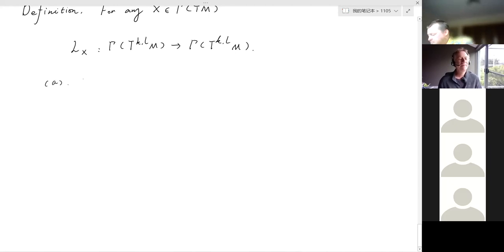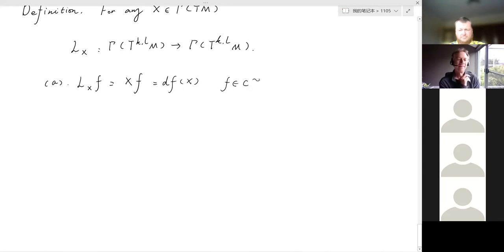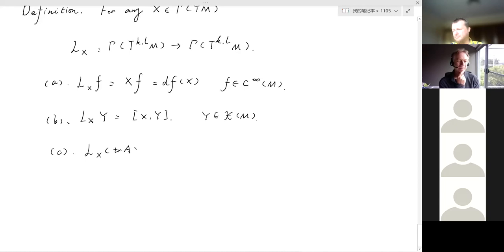Satisfies, for any f a smooth function on M. Okay. Here, Y is a vector field. It is the change with the trace.